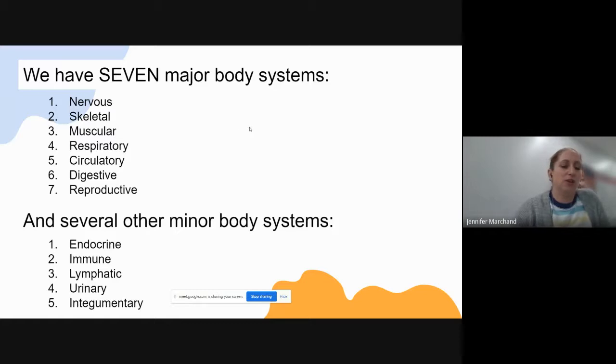So this week, we're actually going to cover the integumentary system, which is like the skin, outermost layer system. Then we're also going to cover the nervous system as well.